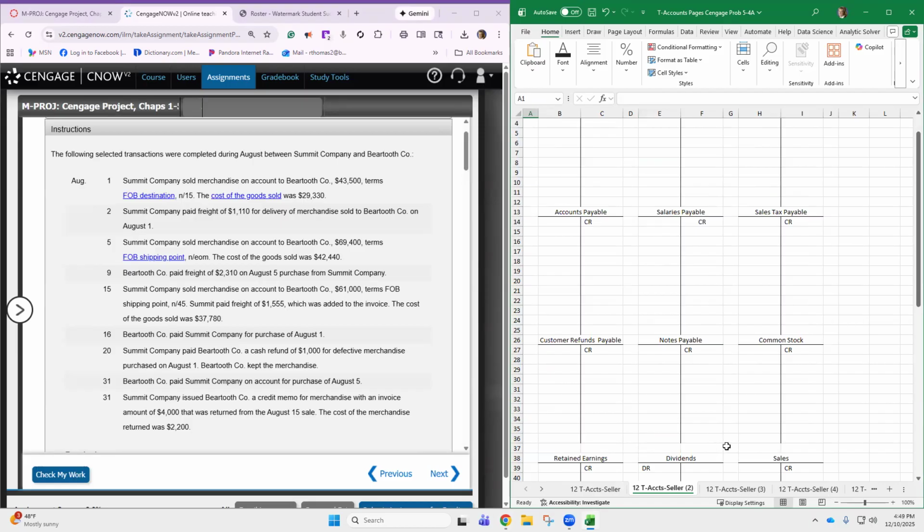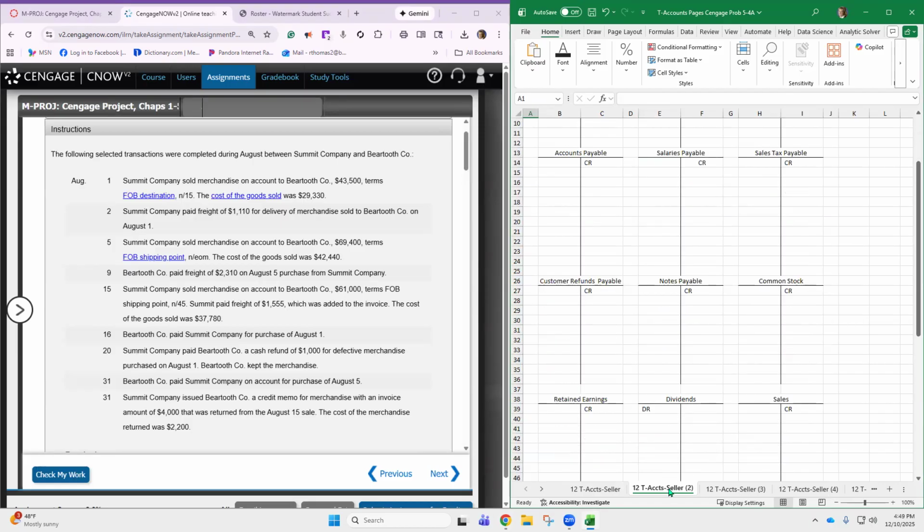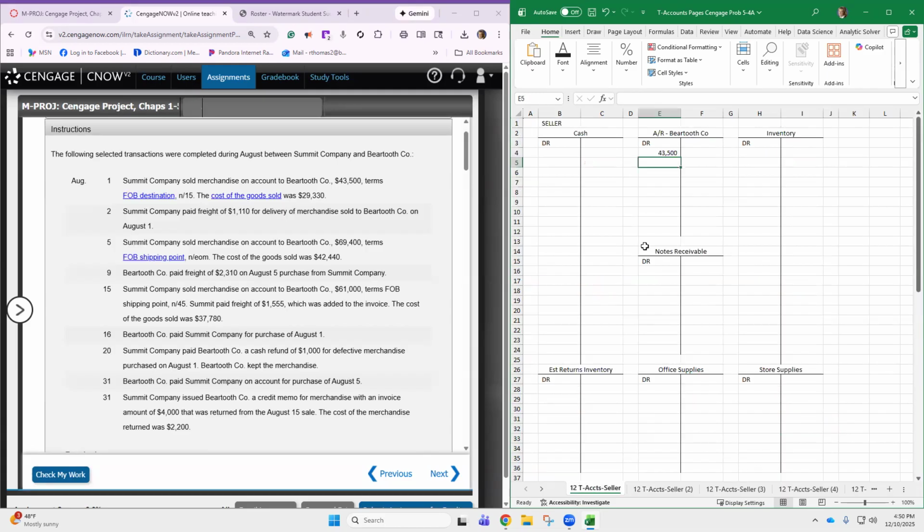Then we want to go to our sales account. Okay, let me go to the sales account. That's at the bottom of page 2. And I'm going to put that in as a credit, $43,500. And what I'm going to do, beside each one, I'm just going to put the first transaction. Okay, I'm going to put number 1 there. So I know that, oh, okay, that's 1/2 of number 1. And then back here on the AR account, I'm just going to put number 1.